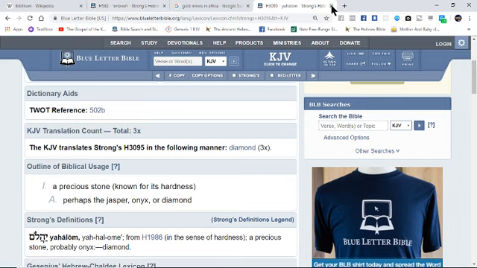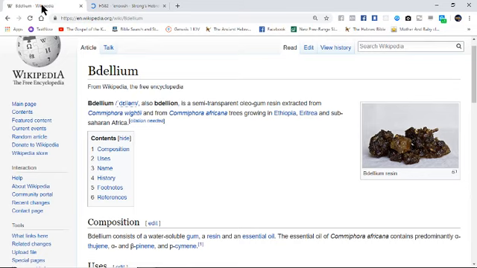So with that being said, that was my searching for gold mines in Africa. We went over the bdellium.